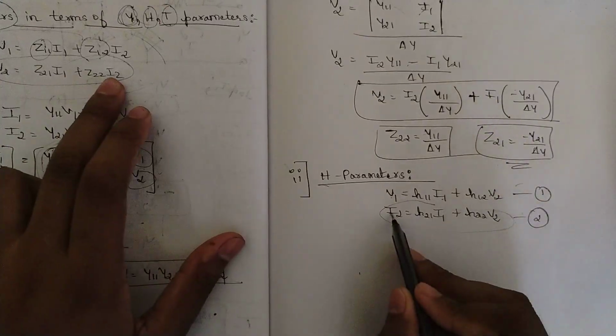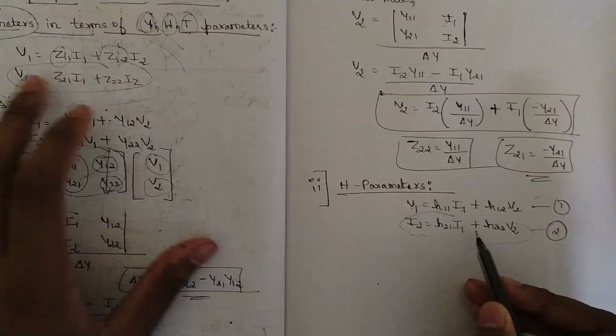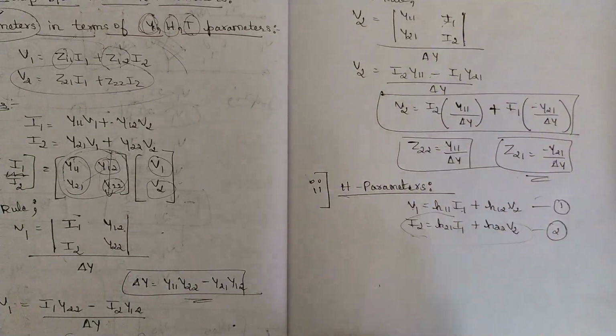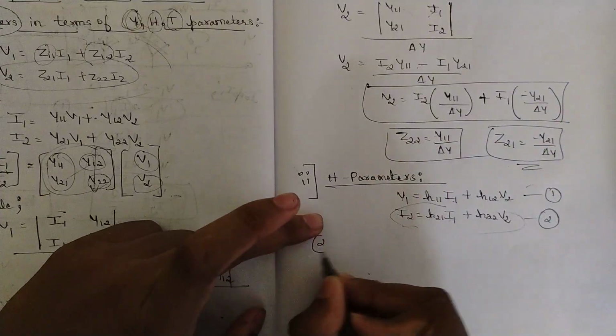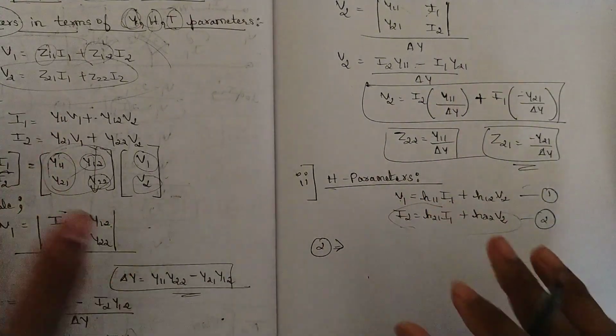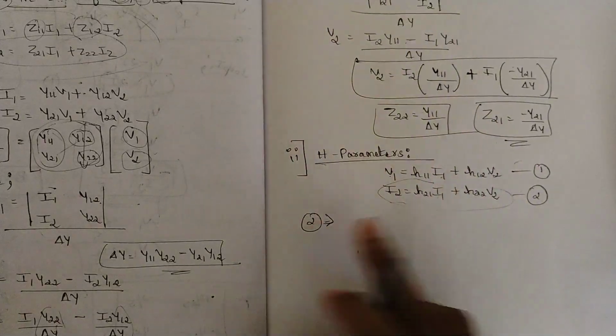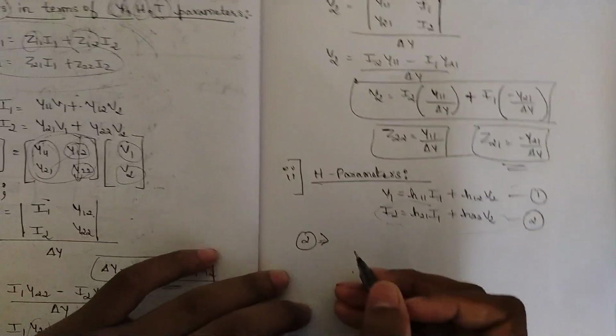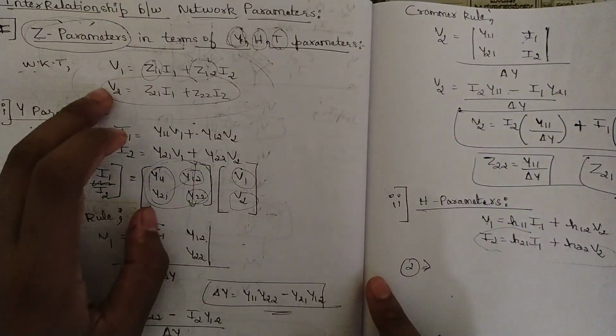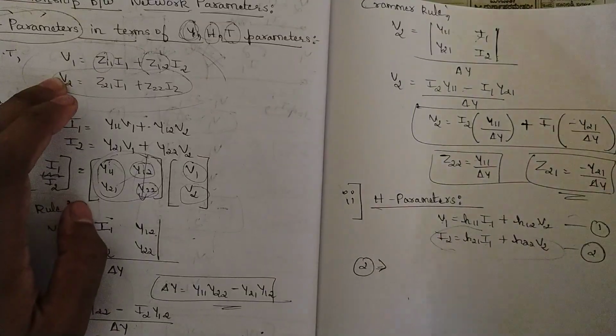That is, I2 is there, I1 is there, also V2 is there. So that's why now what we can do is consider this equation 2. Whichever equation has the same variables, consider that. Here we have equation 2 now. Equation 2 can be written as, since we have the same pair of variables here, but here we are representing this in terms of z parameters.